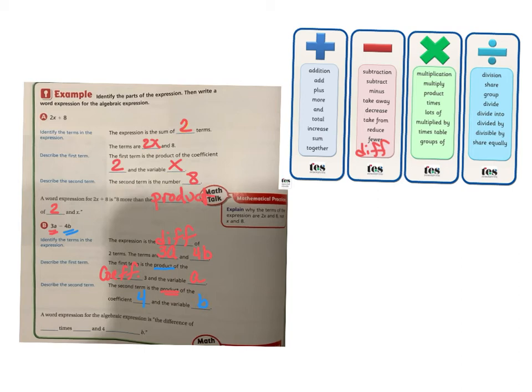So a word expression that we could use is the difference of 3 times a, they have the multiply there, 3 times a, and 4 times b. The difference meaning the subtraction there, the term 3a and the term 4b. Several ways to write it, but if you break it down, that's one way you can write it out. You can use these tools to help guide you how to verbalize it in English.